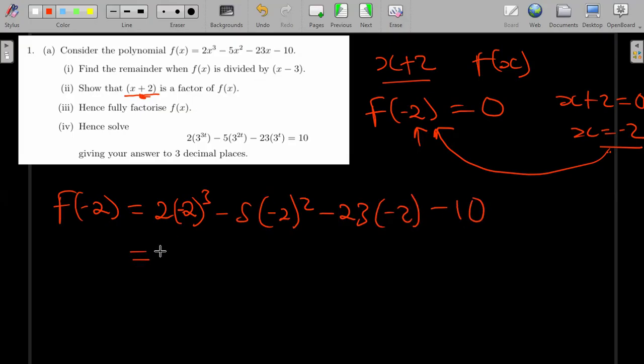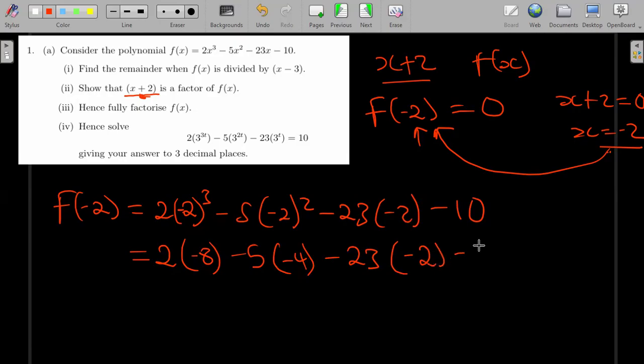So what are we going to have here? We're going to have 2 times minus 8, which is minus 16. In fact, when we square minus 2, it gives us positive 4, then positive 4 times minus 5 will be minus 20. Then minus 23 times minus 2, this minus and this minus give a positive 46. And then I have minus 10.